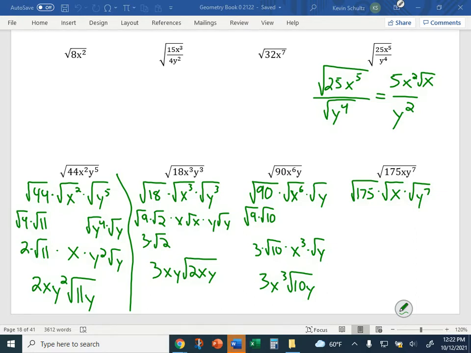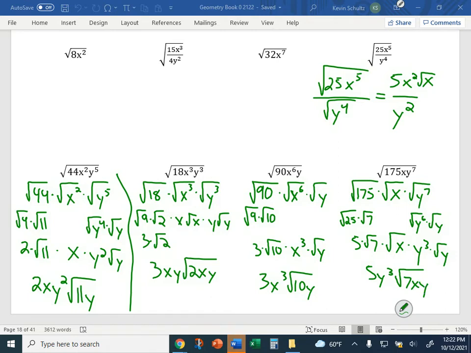And last one, root 175 is root 25 times root 7, which is 5 root 7. The root x we can't do anything with. And the root y, we can start to break that down by subtracting 1 to get that even power, root y to the 6th, which is y cubed, and then our root y. Put it all back together. We have a 5 and a y cubed outside the root, and then 7xy inside the root.